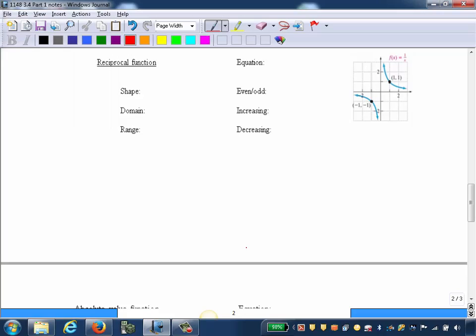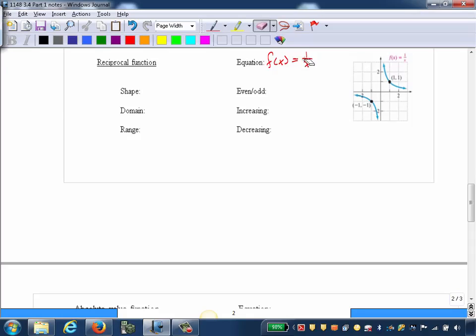The next type of function we're going to look at is the reciprocal function. This one may be new. You may not have seen this one in previous courses like many of the other ones. The equation of a reciprocal function is f of x equals 1 over x. So the idea is if we input an x value, we output 1 over x, the reciprocal of x.